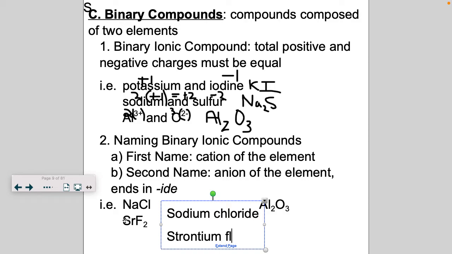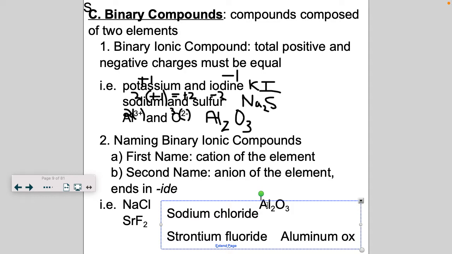And I spelled it wrong. Still spelled it wrong. Here we go. Fluoride. All right, take a look at Al2O3. Okay, so here's my cation. It's always listed first. I'm just going to say aluminum. Aluminum. And then that O3 is oxygen. And I'm going to change the end into oxide.